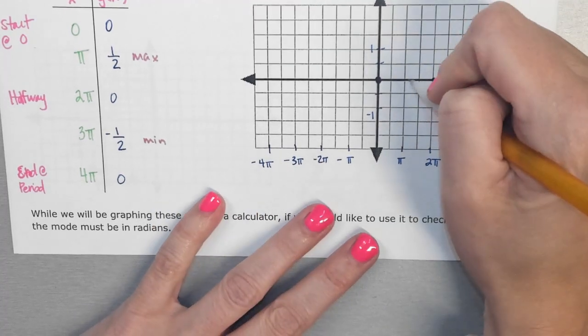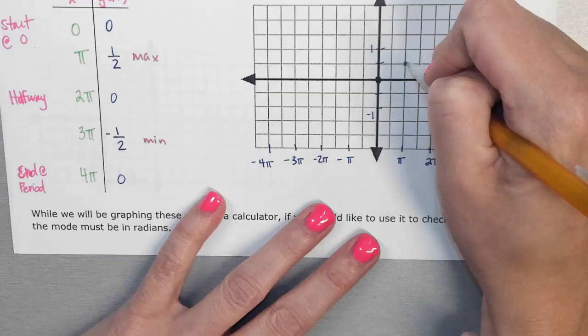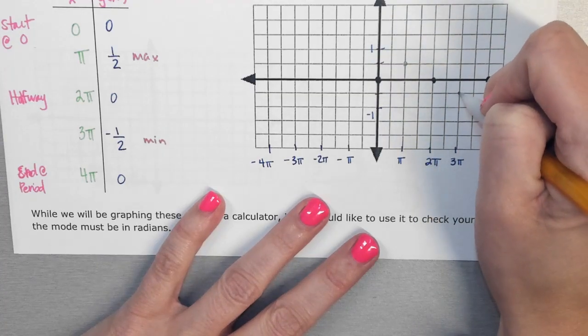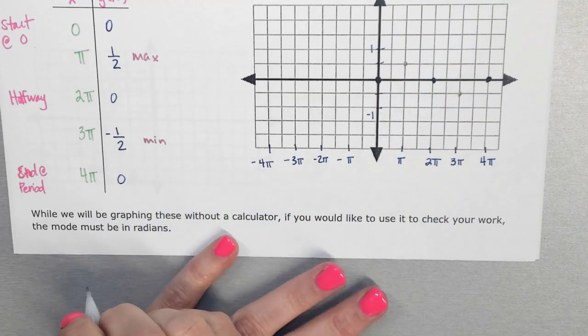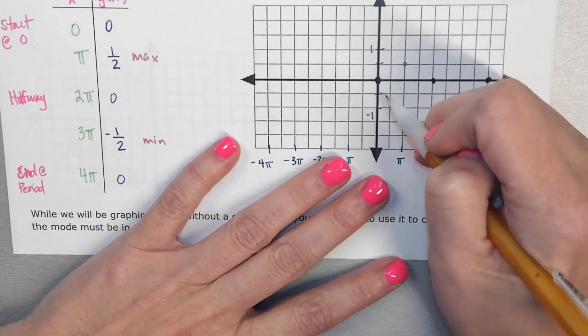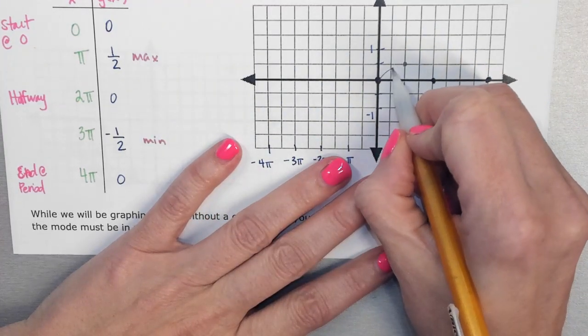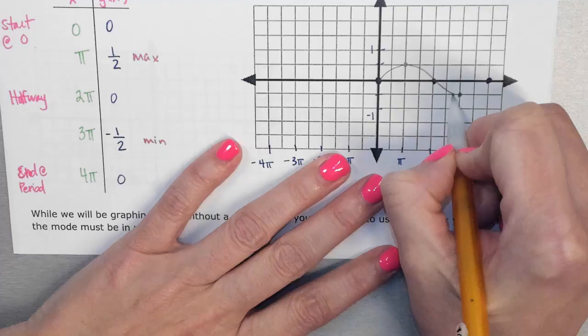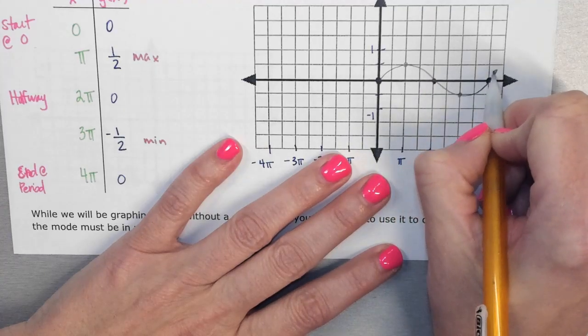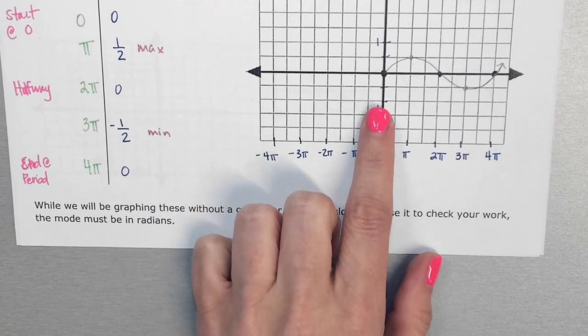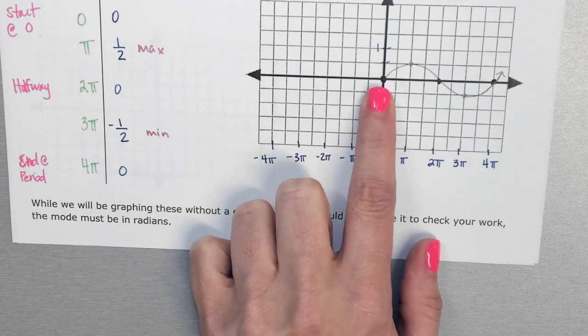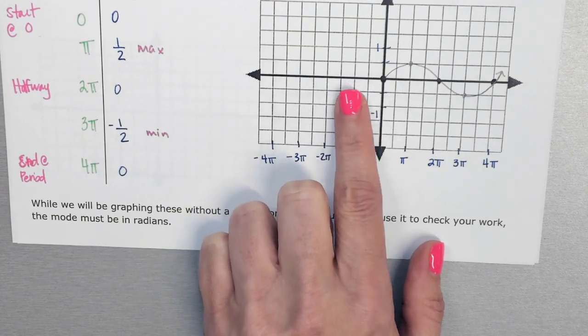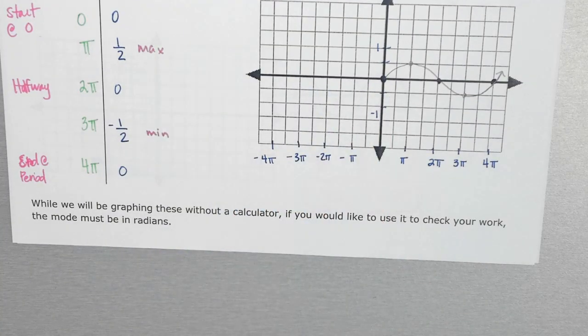Okay, so at pi, I'm going to my max. In between, I'm going to my min. And then I'm going to curve these through here. And now we're going to use the pattern to fill out the rest of this. You just want to try that on your own, or you want me to help you with it the first time? Okay.